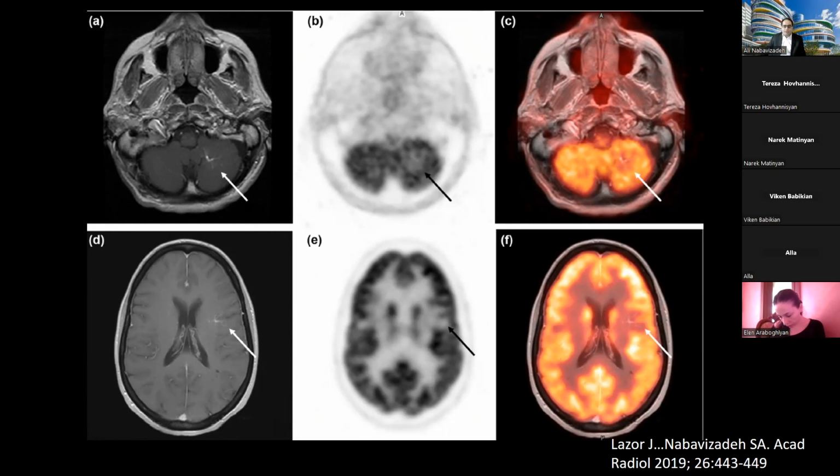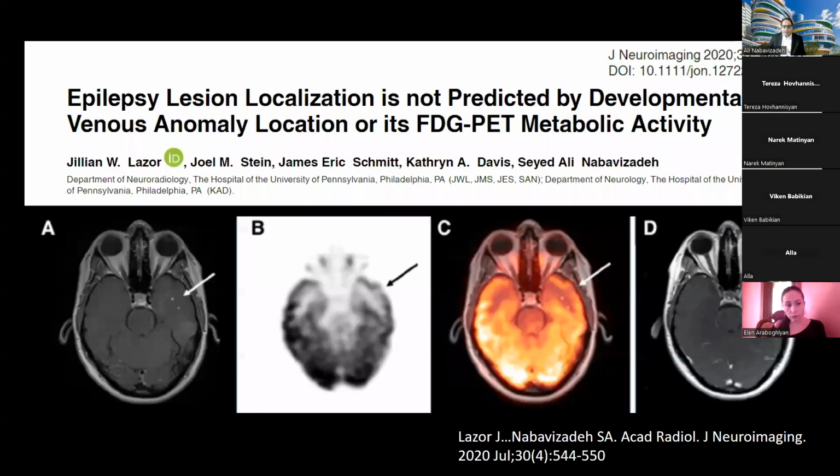And it's important to be aware of this finding. And this is an example of why this is important. This is an image of a patient who had epilepsy, and the patient underwent MR. It just showed a DVA. PET imaging showed some hypometabolism in the left temporal region that was attributed to the underlying cause for epilepsy, and the patient underwent left anterior temporal lobectomy.